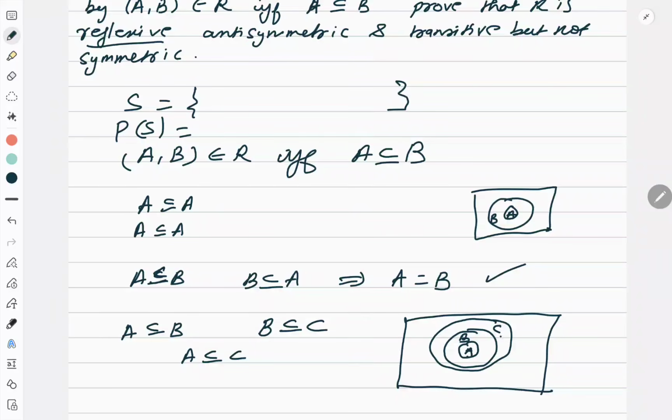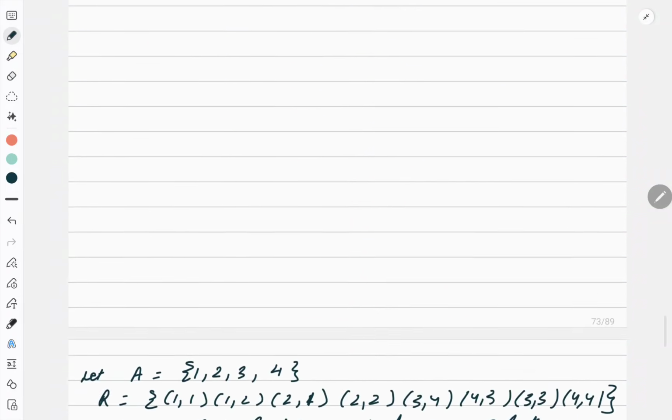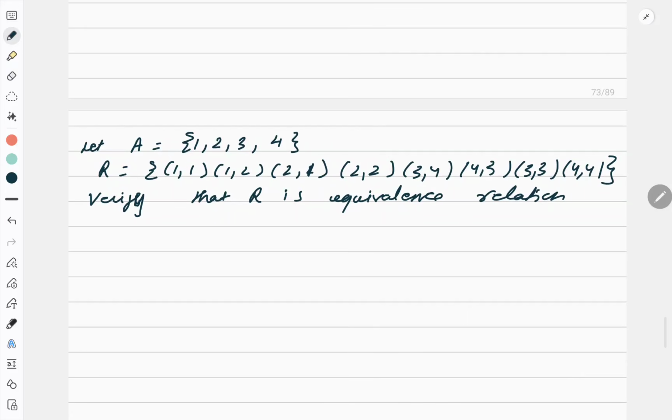So definitely A is a subset of C. So we are done, transitive also. Correct? Now let's move to the next question. Now A is given and R is given. You have to verify that R is an equivalence relation. Okay, so how will you start this question?